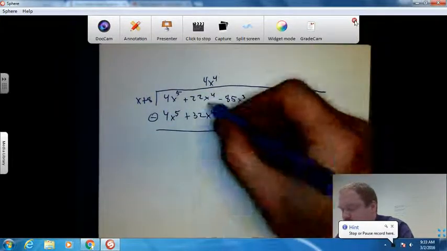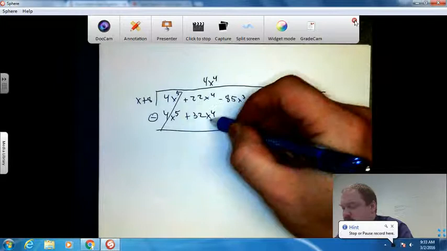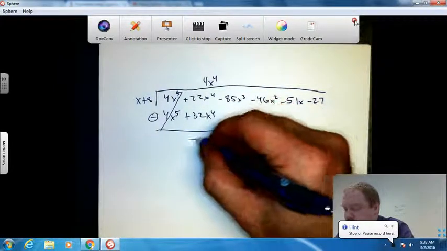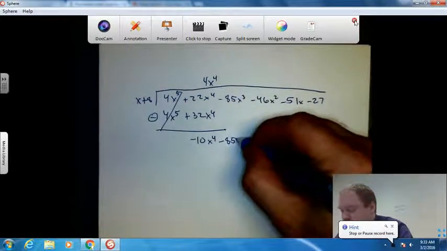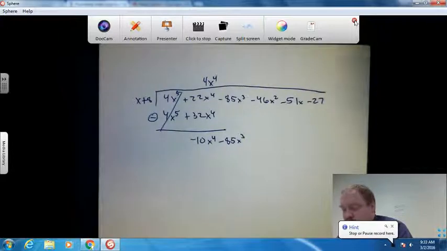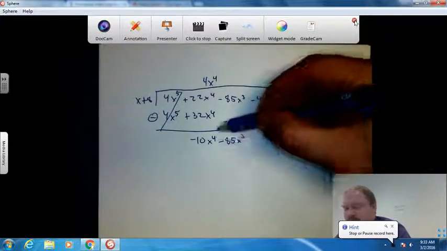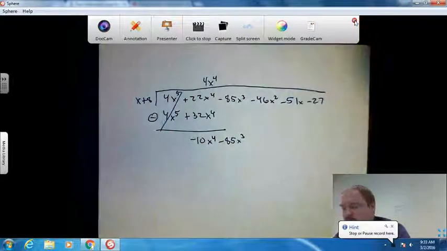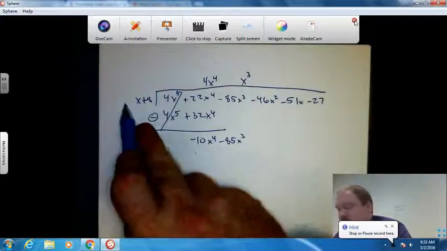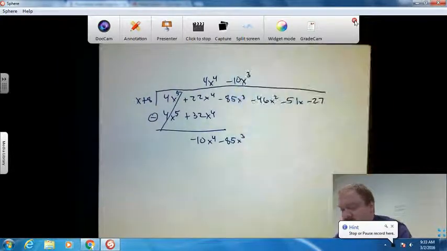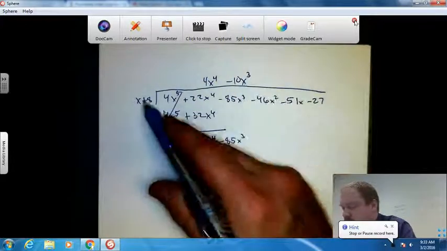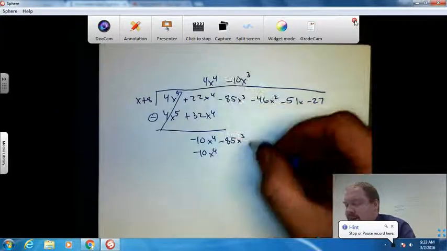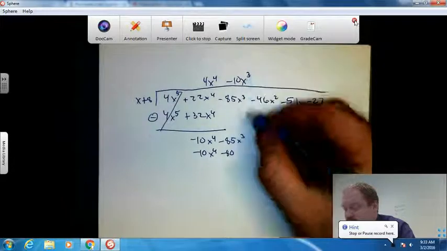Straight down. Well, these cancel. 22 minus 32 is negative 10. And then bring down the next number. Well, I start the process over again. I need 4 x's. I have a total of 1. So I need 3 more. And then negative 10 divided by 1 is negative 10. So now I'm just going to multiply. Negative 10 times x is negative 10. 3 plus 1 is 4. Negative 10 times 8 is negative 80. Then x cubed.